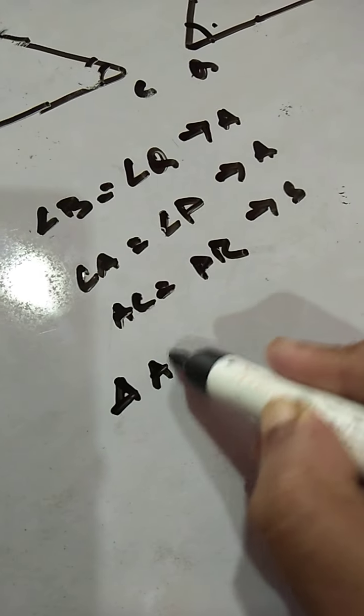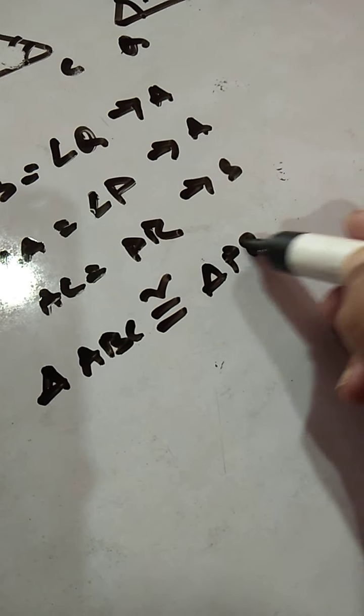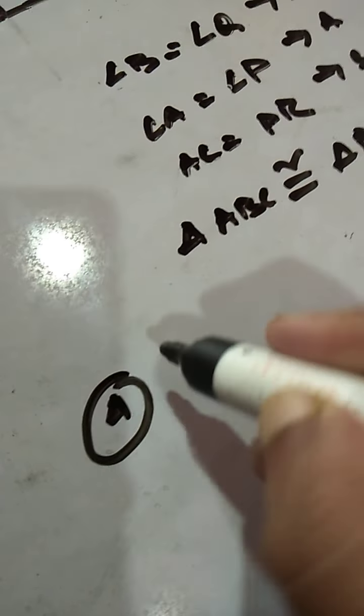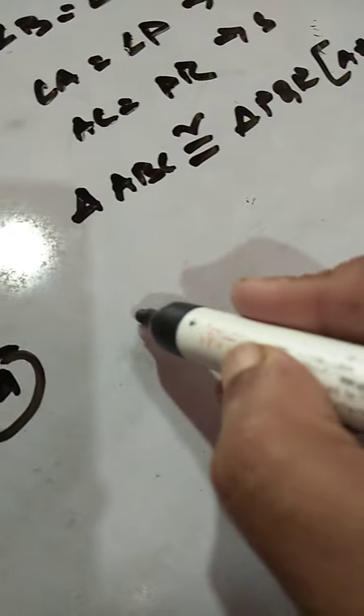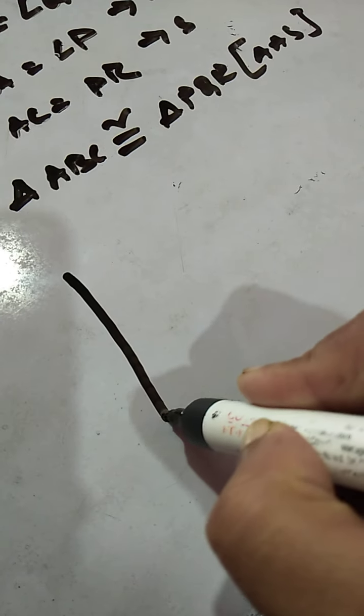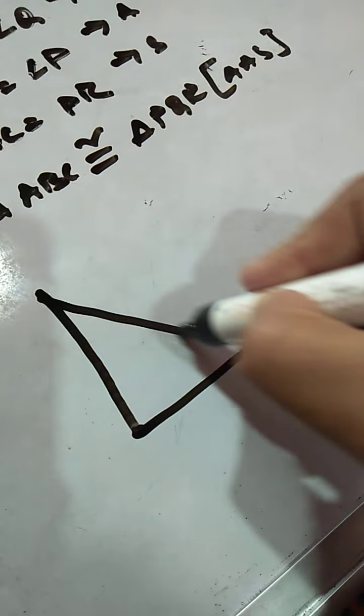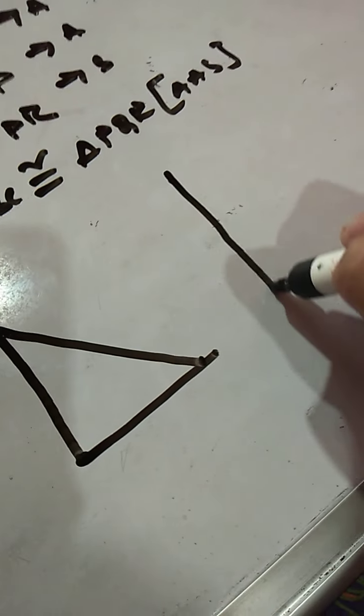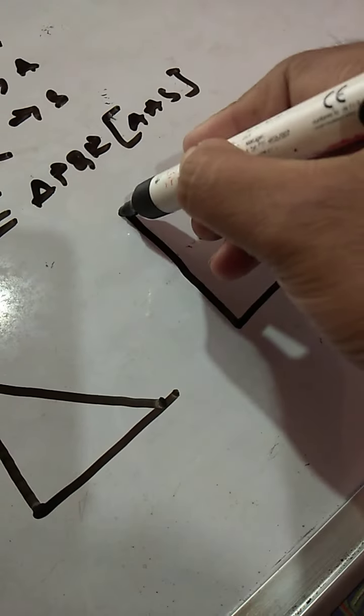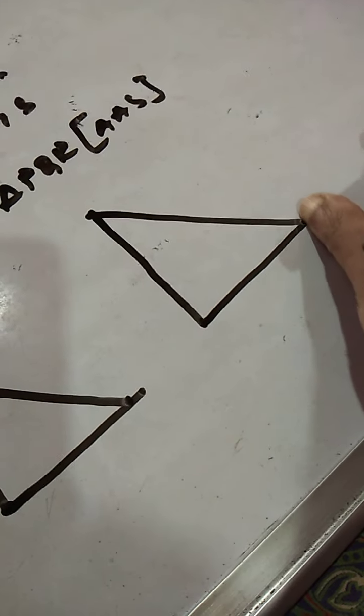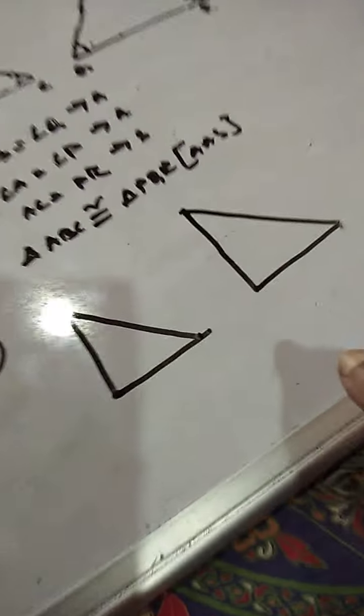So we can write triangle ABC is congruent to triangle PQR. What is the criteria? You always have to write the criteria. Angle side. Okay, so let's move on to criteria 4. Now in criteria 4 we have RHS. RHS is always possible in a right angle triangle, because R means right angle, H means hypotenuse, and S means side.